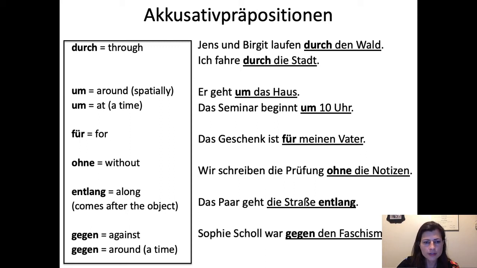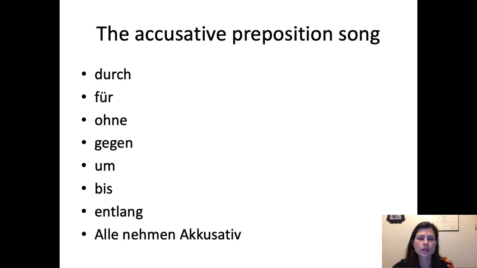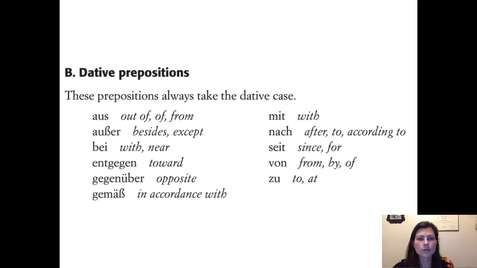Gegen usually means against. Sophie Scholl war gegen den Faschismus. Sophie Scholl was against fascism. But sometimes with a clock time, it means around that time. Wir treffen uns gegen 8 Uhr. We're meeting up around 8 o'clock. Okay, so then we have the song, which is, of course, durch, für, ohne, gegen, bis, entlang. Alle nehmen Akkusativ. Durch, für, ohne, gegen, bis, entlang. So those were accusative prepositions.